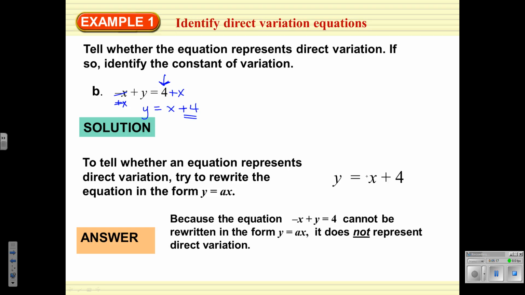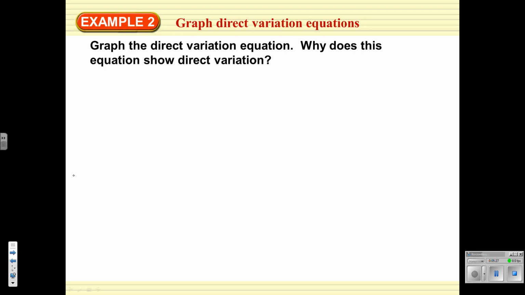And since it doesn't, there's no constant of variation. There is a slope. The slope is 1. That slope is the understood 1. But there's no constant of variation because it's not a direct variation. Okay? So, moving on to example 2, we are now going to graph a direct variation equation.